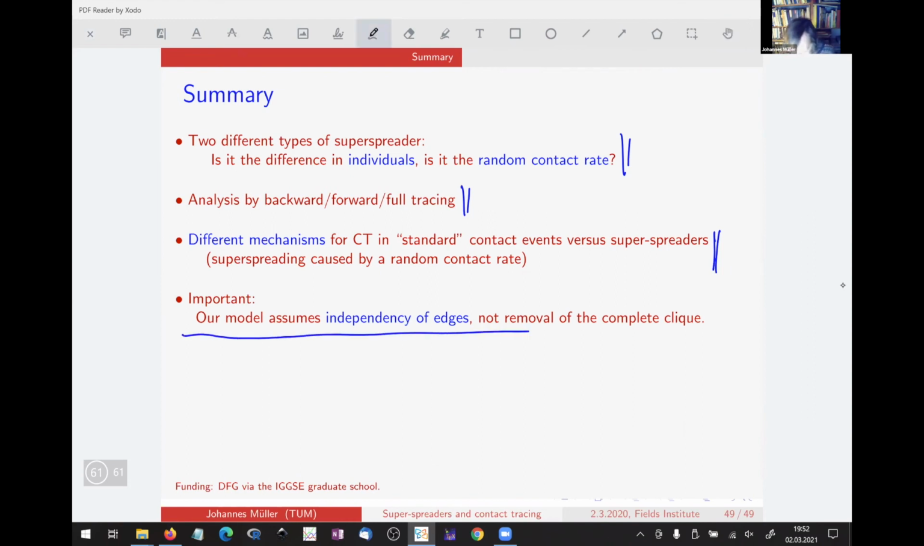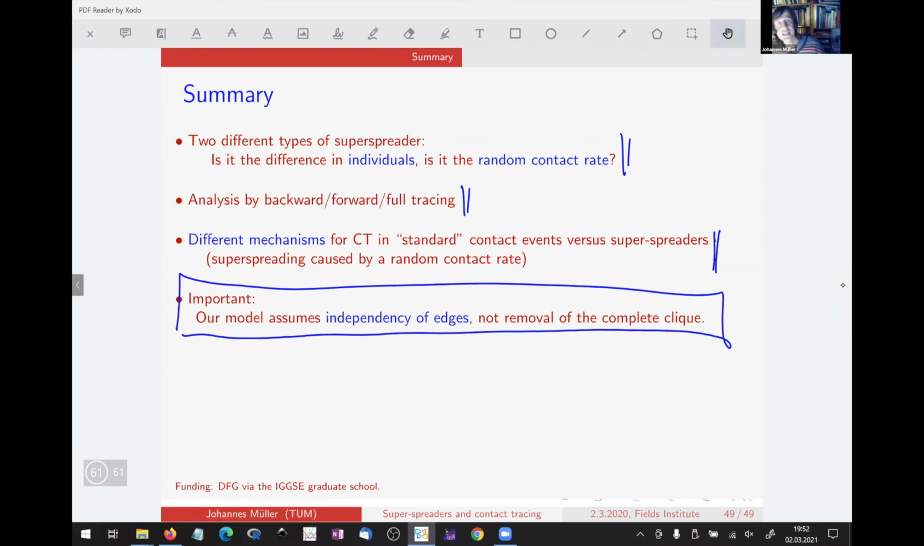I would like to mention one point. We always assume that all edges are traced independently. And of course, if you have a birthday party, your host would have a guest list. And so there would come in some dependencies. We don't understand at the moment how to do that, but that would be an interesting extension.